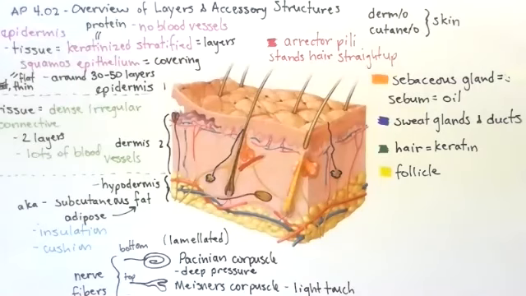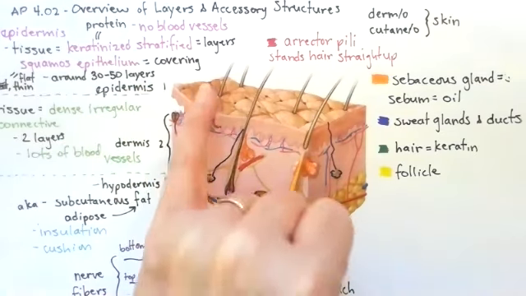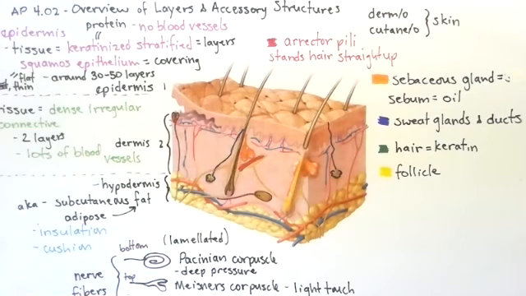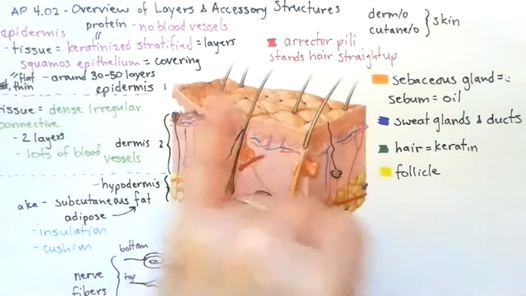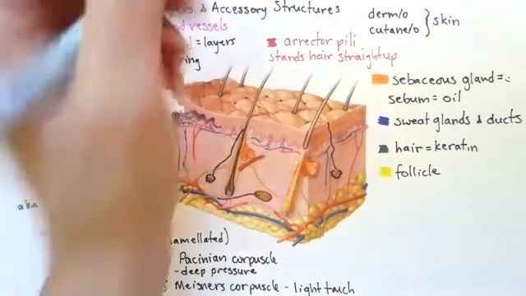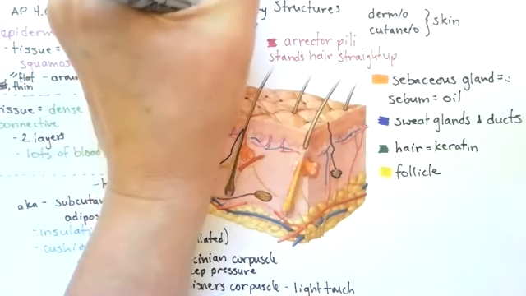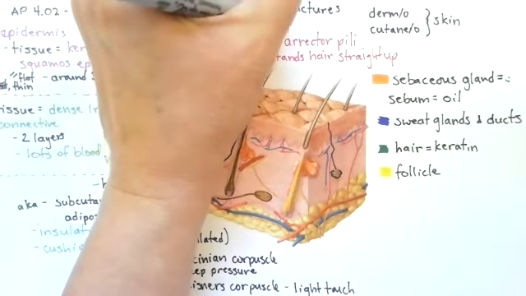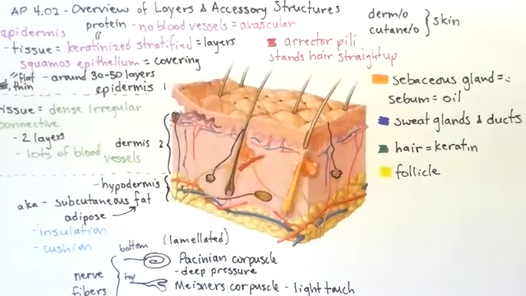Okay, to review, we picked the layers: epidermis, dermis, hypodermis, the type of tissue in each, and some general information about them. The fact that when we have no blood vessels, we call that avascular. Avascular means no blood vessels. The fact that the dermis is highly vascular. We have our sensory neurons, the lamellated corpuscle, the Meissner's corpuscle, and then our accessory structures over here.